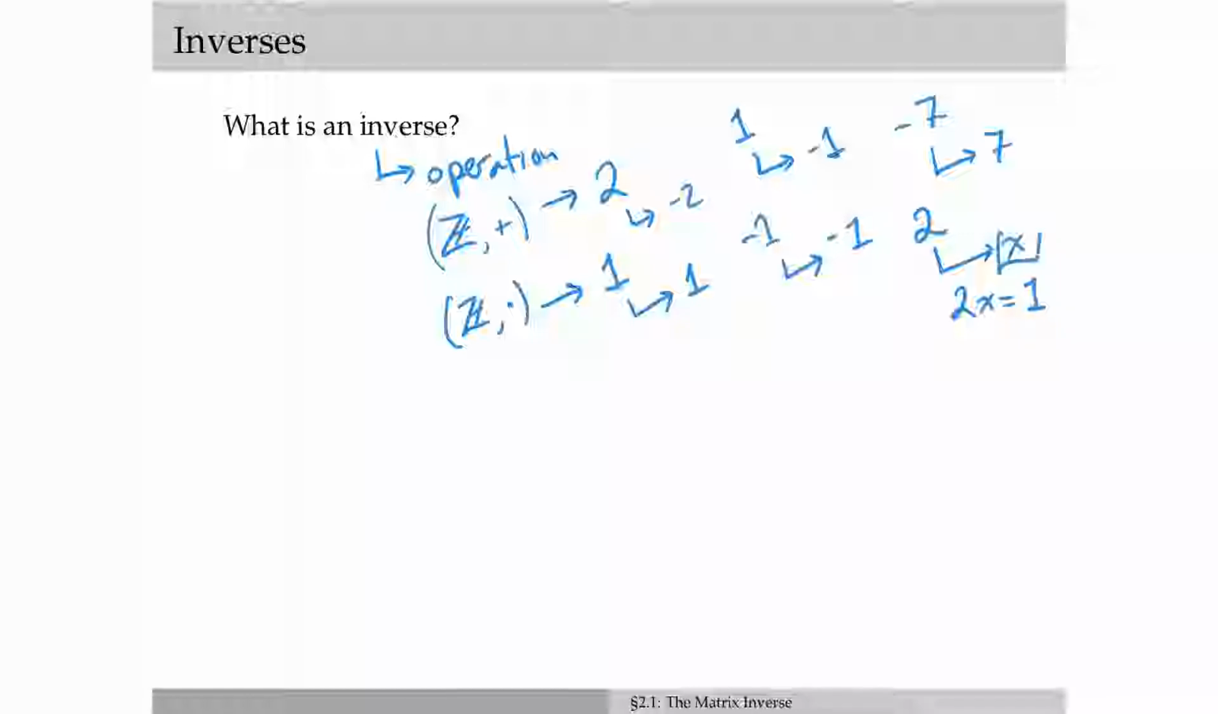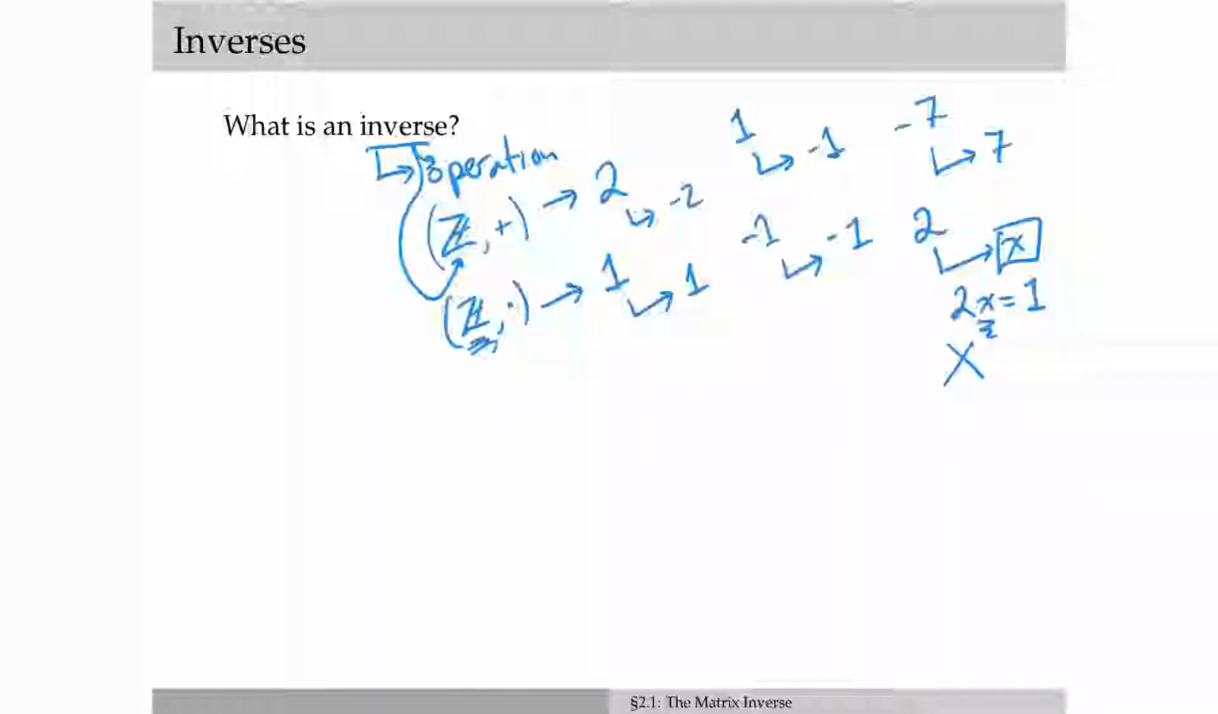Now this number here, this x, where must it come from? Well, it must come from the integers. So is there an integer that when I multiply it by 2, I get 1? Well, no. That does not exist in the integers. And so you see, this notion of an inverse is deeply tied not only to the operation, but to the set in which you're working.